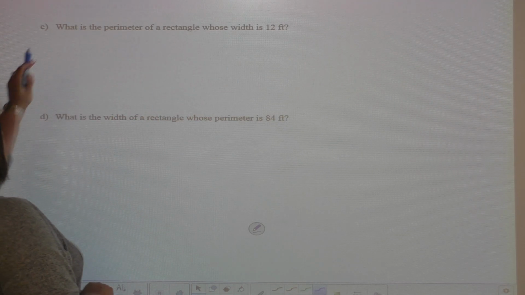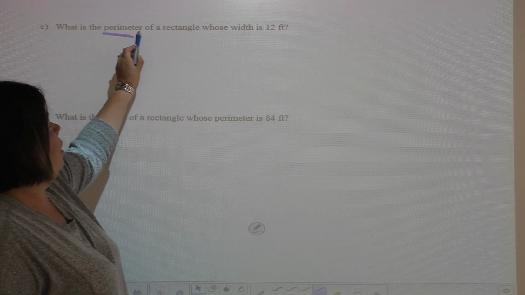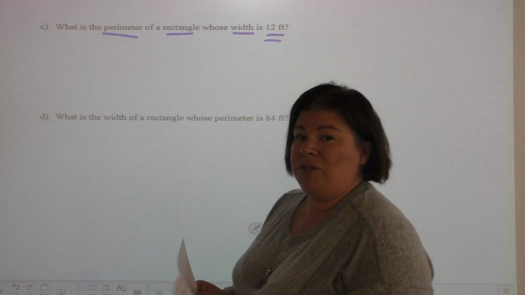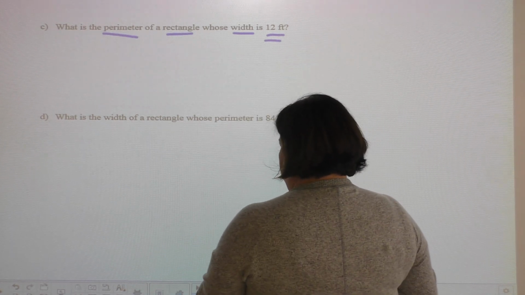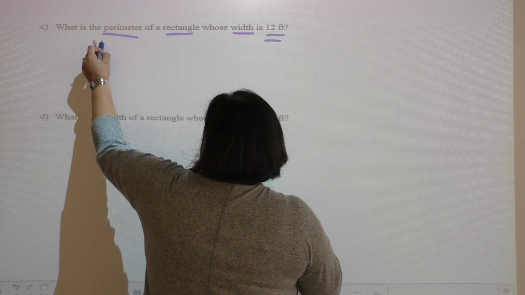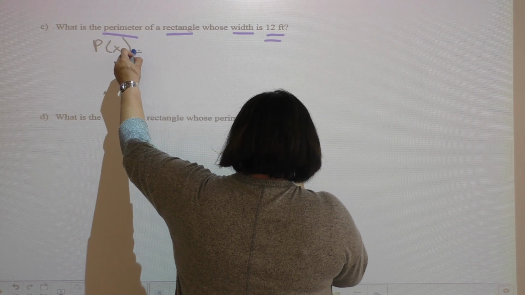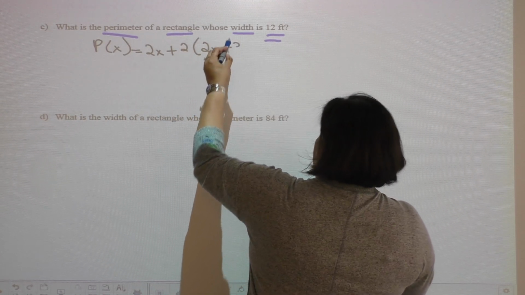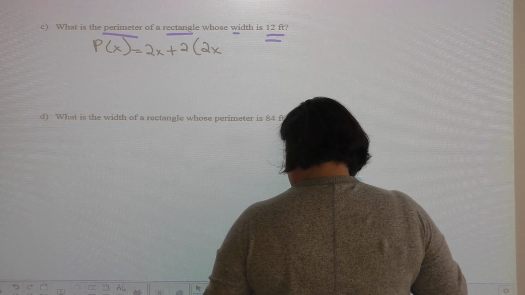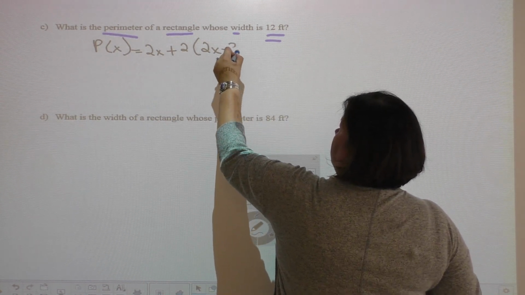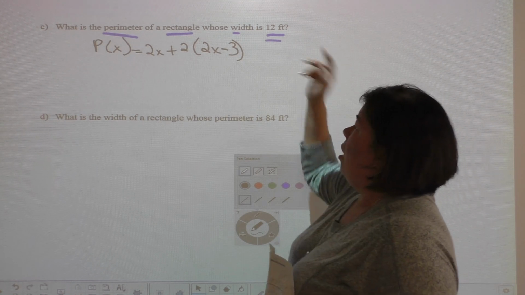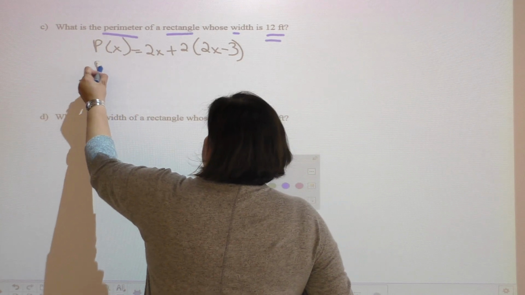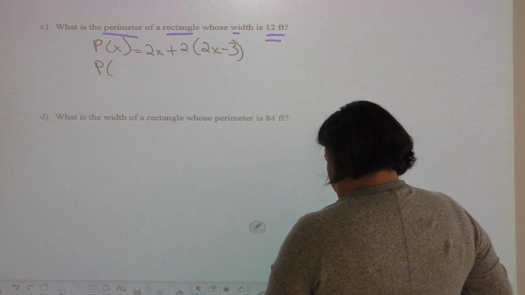All right. Part C, what is the perimeter of a rectangle whose width is 12 feet? Well, I'm going to go back to that other side here. So if you go ahead and rewrite this function, which was p of x equals 2x plus 2 times the quantity 2x minus 3, all they're asking you to do is substitute in 12 in place of x, because x represents the width.